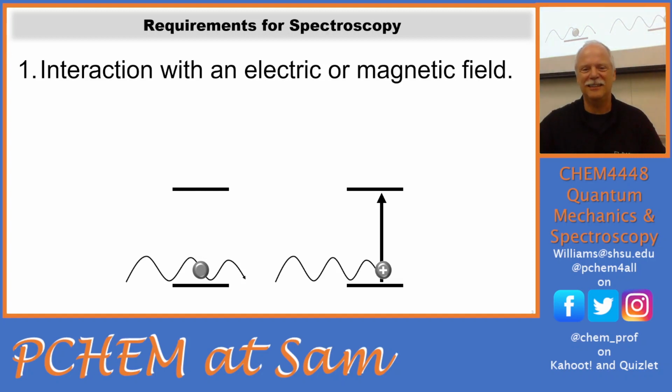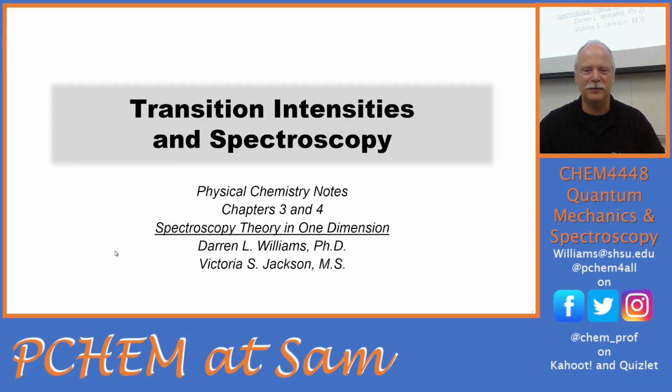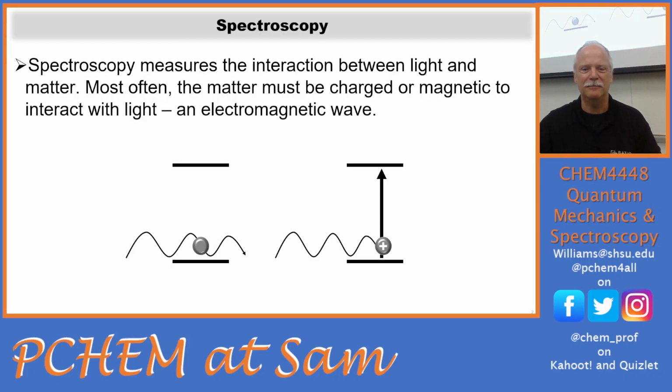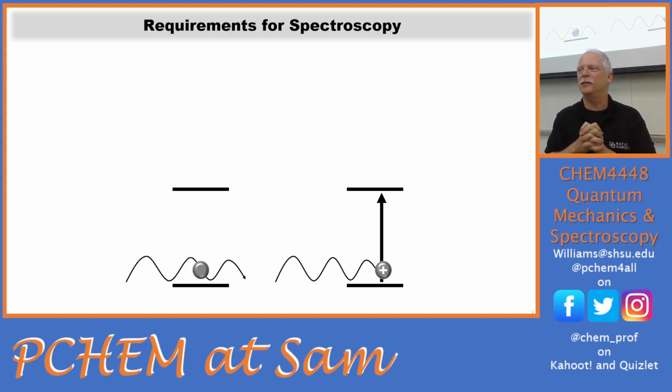Okay, so this is the requirement. So you didn't miss anything. This was the previous 2 slides, just the intro, just talking about spectroscopy. So these are the requirements for spectroscopy. Matter needs to be charged so it can interact with the electric field of the photon of light.